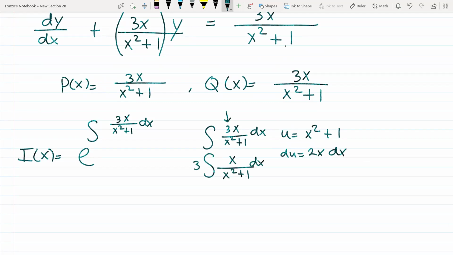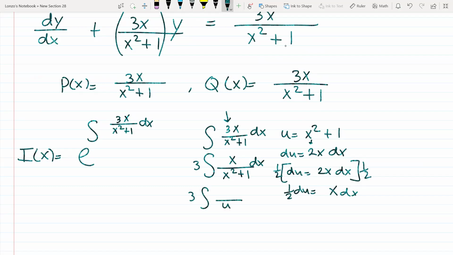And then now, as you can see, we have to get rid of this 2 because we don't have a 2 here. So I'm going to get rid of it. I'm multiplying both sides by the reciprocal of 2, which is 1/2. So it's 1/2 du. Well, this becomes x dx. So this becomes 3, and then it's u here. And then you're going to replace x dx with 1/2 du. And so 3 times 1/2 is 3/2.